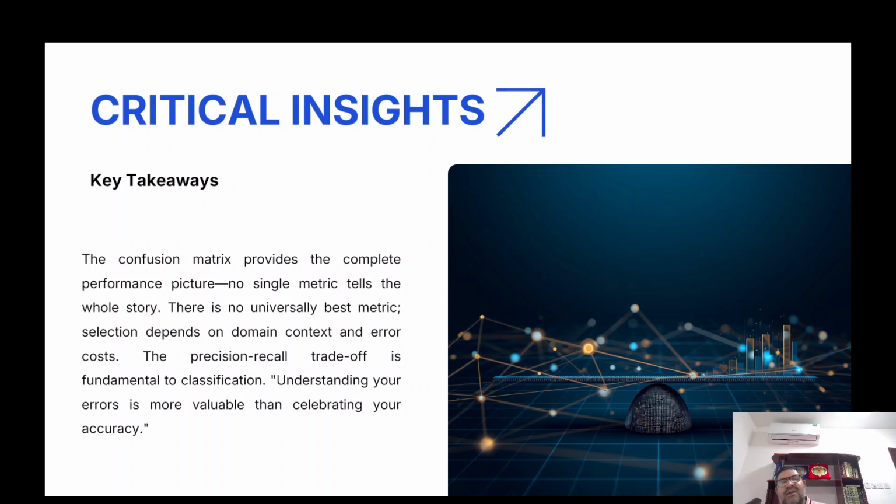And there are key takeaways. Confusion matrix provides the complete performance picture. No single metric tells the whole story. Definitely, there is no universally best metric. Selection depends upon the domain, context, and error cost. The precision-recall trade-off is fundamental to classification. Understanding your errors is more valuable than celebrating the accuracy.